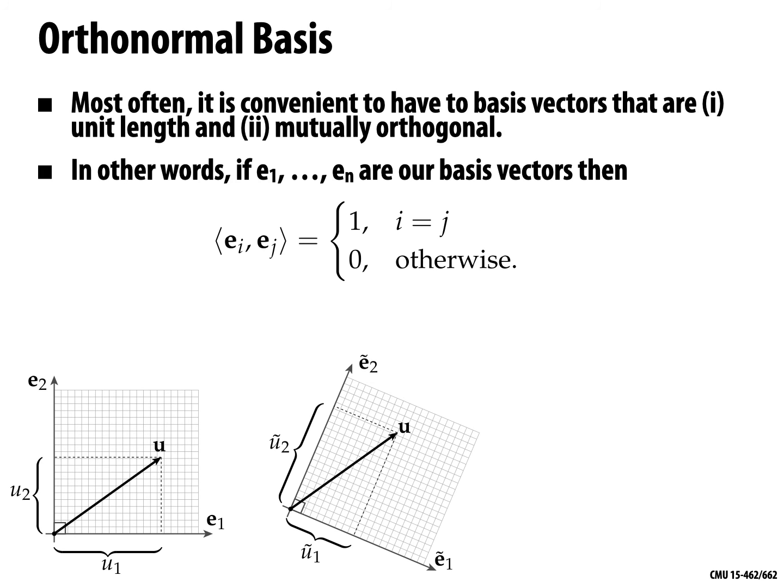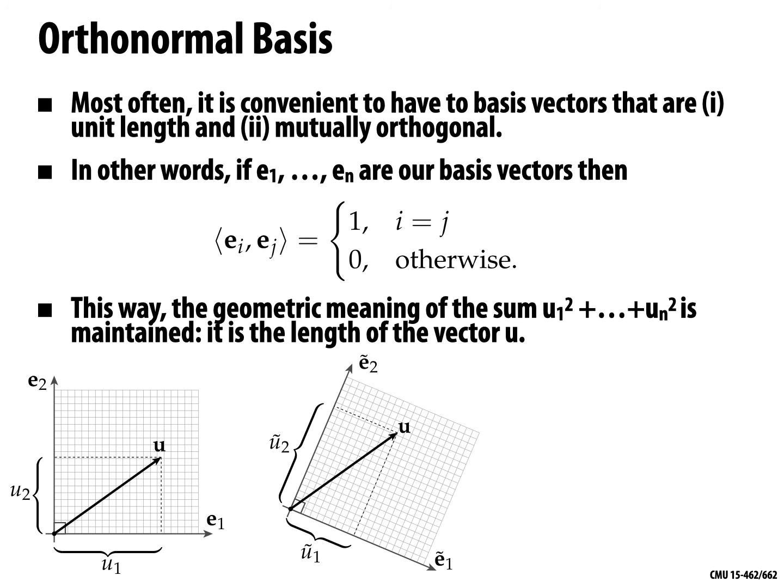Why is it nice to have an orthonormal basis? Well, for one thing, the geometric meaning of the sum u1 squared plus u2 squared plus all the way up through un squared is maintained. If I work in an orthonormal basis, this simple formula, sum of the squares of the components, always gives me the square of the length of the vector. If I'm not in an orthonormal basis, I'm going to run into trouble. This is something you should try out. Try writing down a not orthonormal basis, plugging in this simple formula, sum the squares of the components, you will get a number that has nothing to do with the geometric length of the vector.